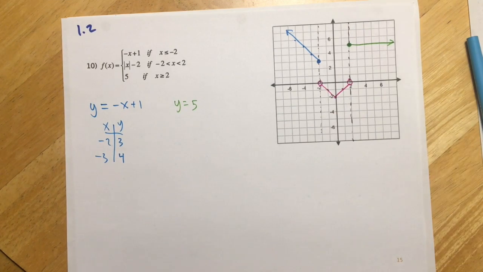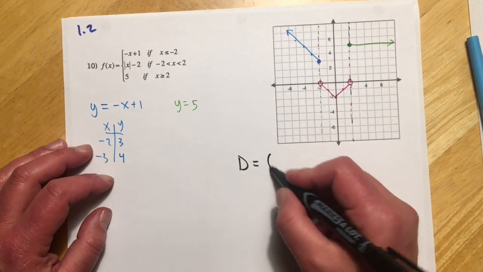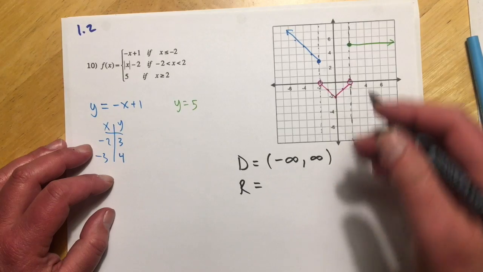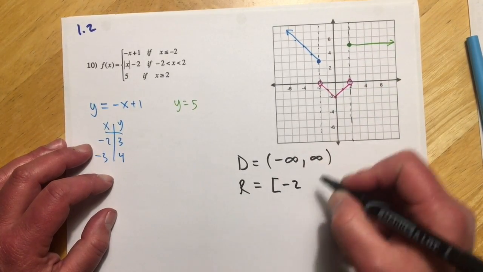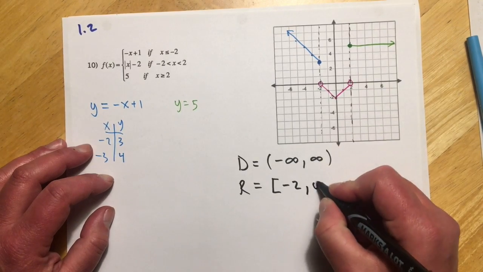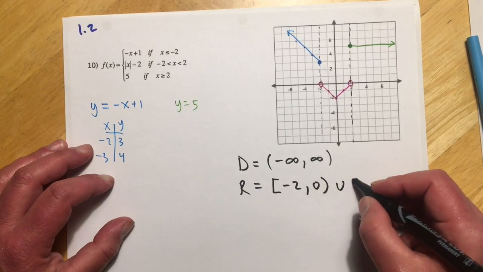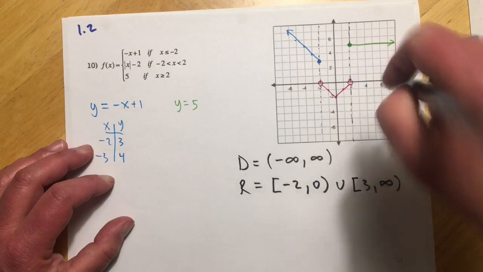So for this one, domain and range. Domain is all real numbers, and then the range is from negative 2, that's our low, up to but not including 0, and then the blue one picks up at 3 and goes to infinity, which includes the 5.